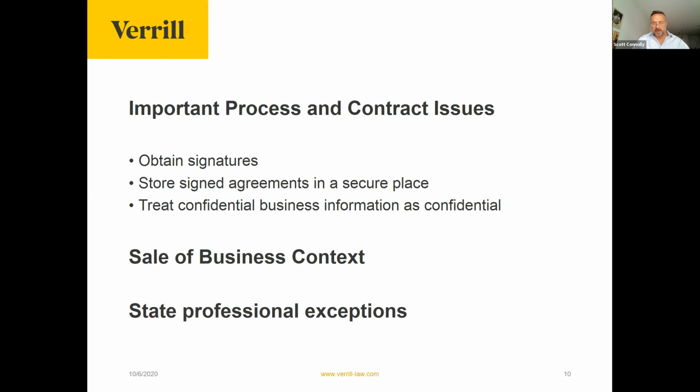Just wanted to highlight that the sale of business context is different. To differentiate between non-competes in the context of the employment relationship versus sale of business agreements, the restrictions can obviously be much longer. So it's an important concept to be thinking about in the context of a corporate transaction where owners or executives may also be participating in the sale, in which case, longer restrictions can be imposed.